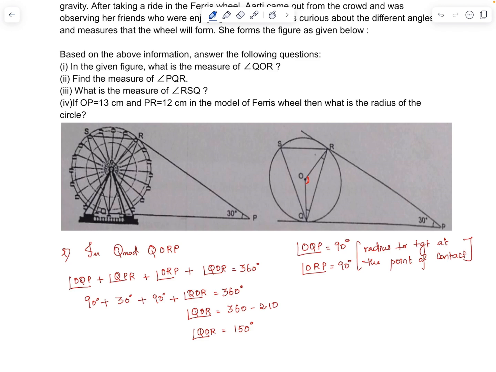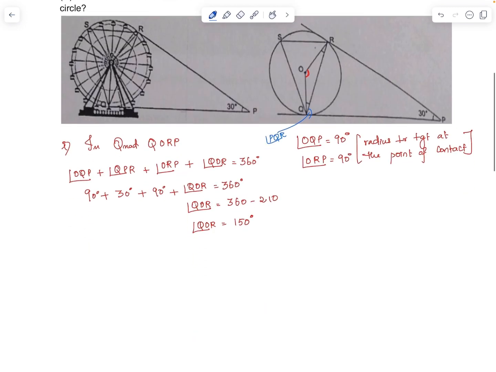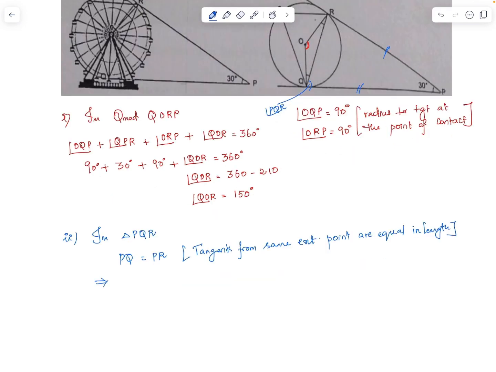Question 2. Find the measure of angle PQR. This is angle PQR. Considering this triangle PQR, PQ and PR are equal in length. Reason being tangents from the same external point are equal in length, which implies angle PRQ is equal to angle PQR. The reason being angles opposite to equal sides are equal.